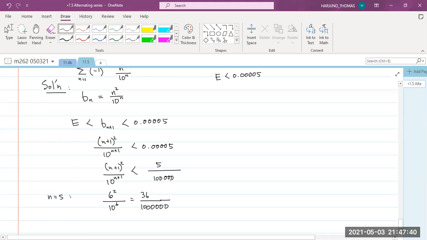Yeah, it already works, because this is 3.6 over 100,000, right? It's already less than that. Oh, wow, I guessed right. So n equals 5 is good enough. We need 5 terms. We need S5.